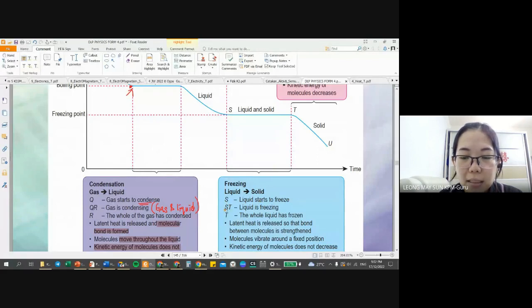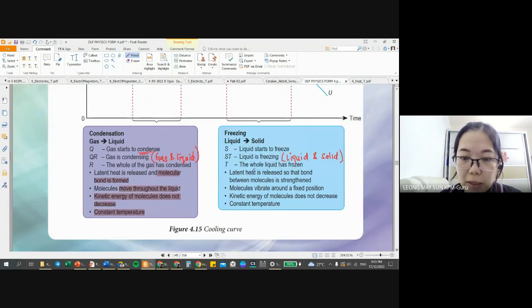And then from S to T, the liquid is freezing, means that it exists in liquid and solid state. All right, exists in liquid and solid state at point T. That is when all the liquid has completely frozen. Now, what happens? This part is actually where the kinetic theory of the molecule comes in.